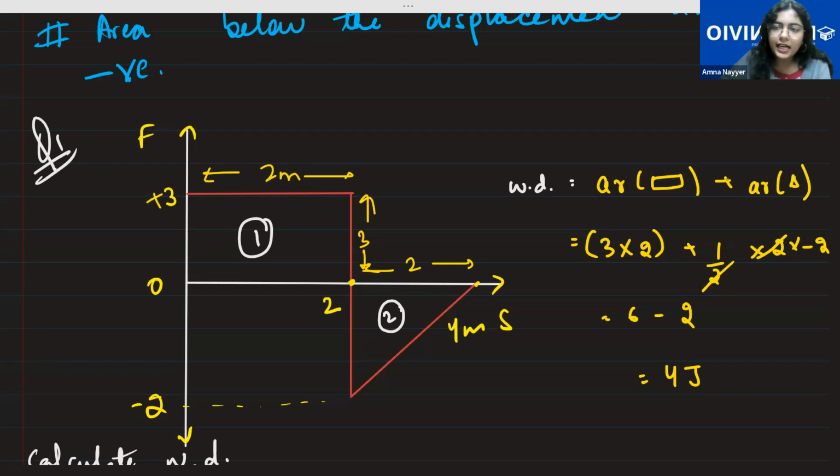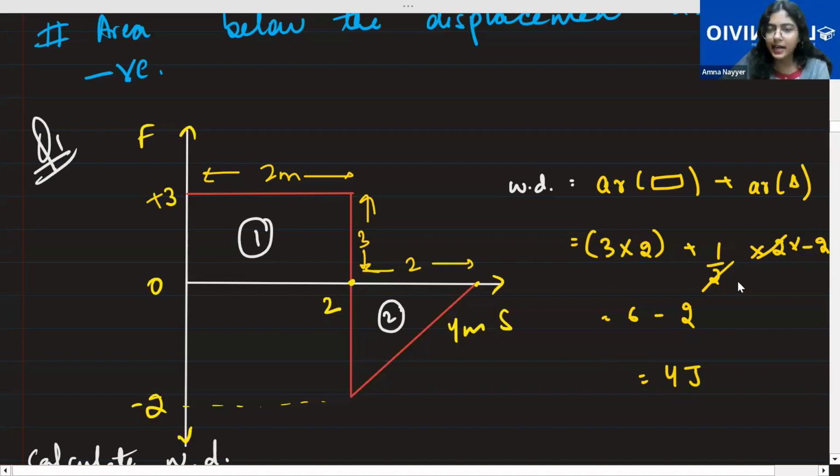You can write them separately and then subtract, or you can add them, putting whichever quantity is negative as negative, so that eventually you get the correct answer. That's how we use the graph. Sanidhi, this part is clear to you? Yeah, ma'am. Okay.